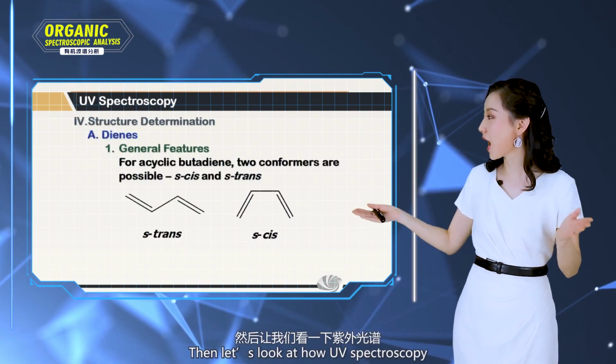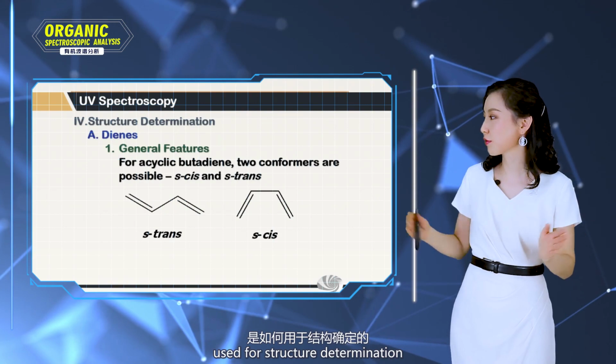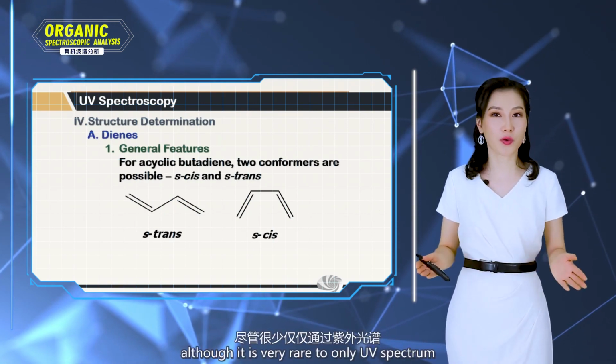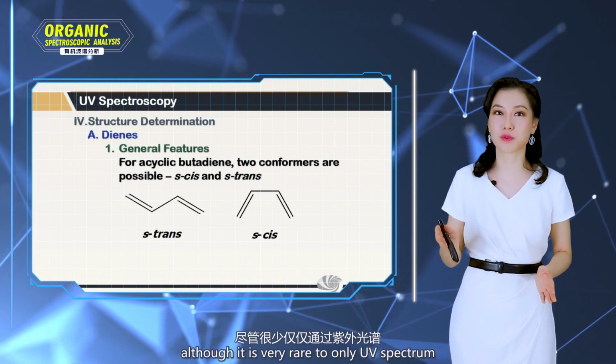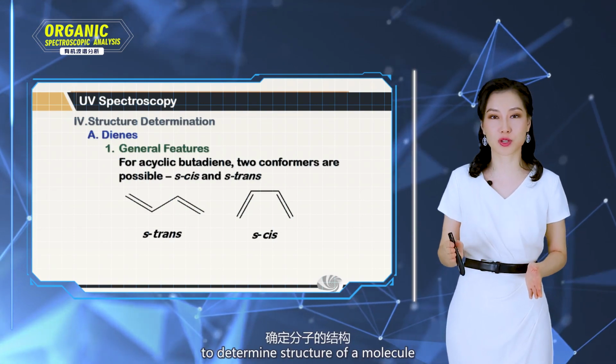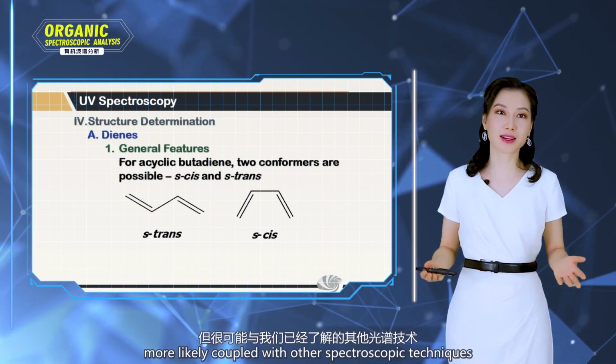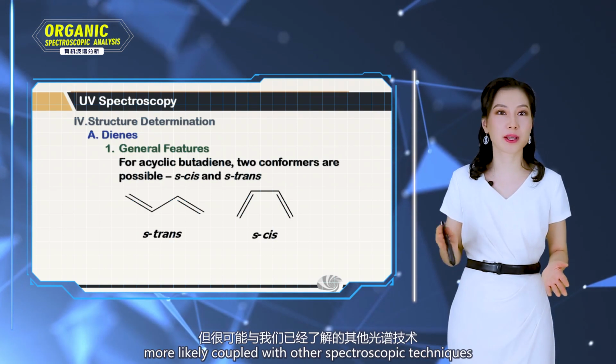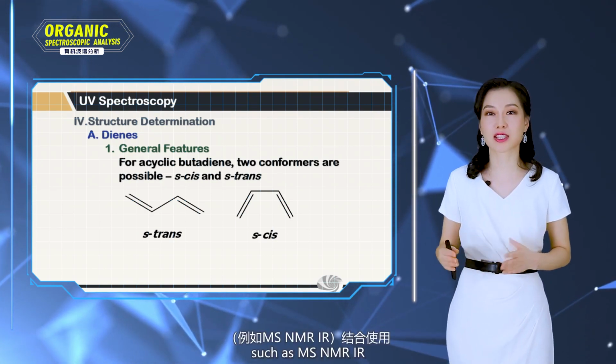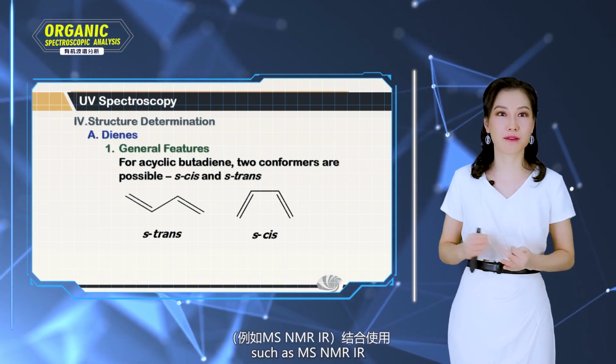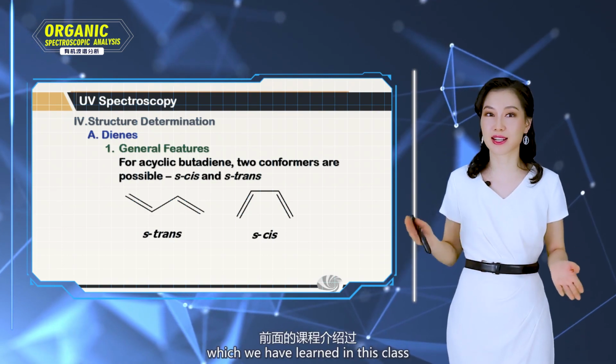Then let's look at how UV spectroscopy is used for structure determination. Although it's very rare to use only a UV spectrum to determine the structure of a molecule, it is more likely coupled with other spectrometric techniques such as MS, NMR, and infrared, which we have learned in this class.